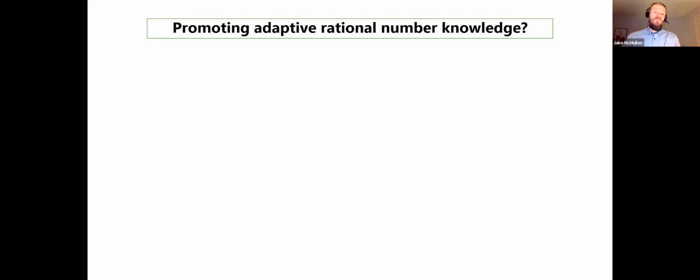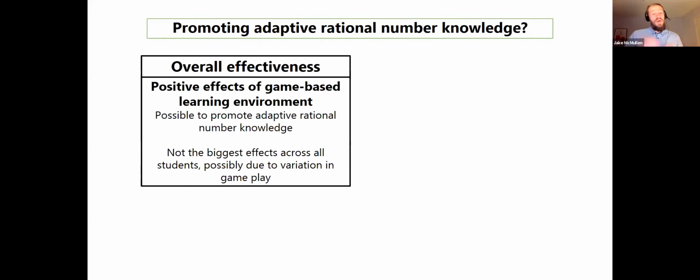Right, so in conclusion, we saw positive effects of the game-based learning environments. We do see that it might be possible to promote adaptive rational number knowledge. We didn't see the largest effects, but of course this was a very highly ecologically valid classroom intervention.